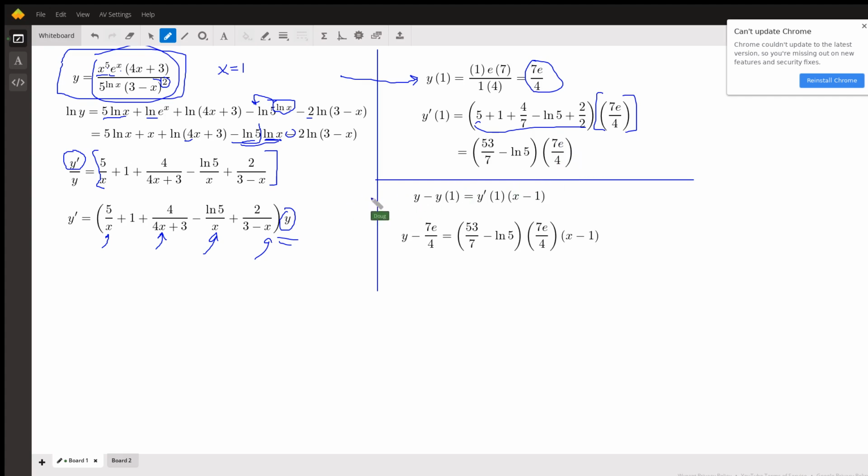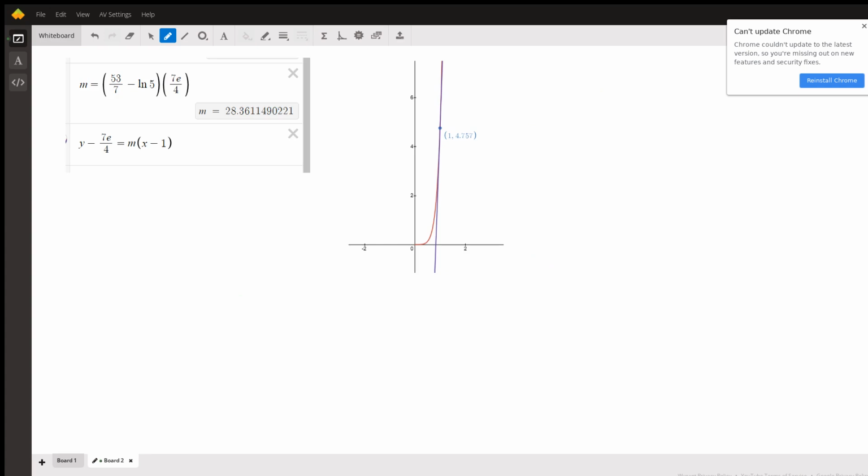And then we use point slope. So y minus y sub 1 equals the slope times x minus x sub 1. And that translates into y minus 7e over 4 equals, all of this is the slope when x equals 1, times x minus 1. That's the equation of the tangent line. Pretty messy. Here's a picture from Desmos showing the graph of f of x, that's this red curve, and there's the tangent line at the point 1, and that's 7e over 4 right there.